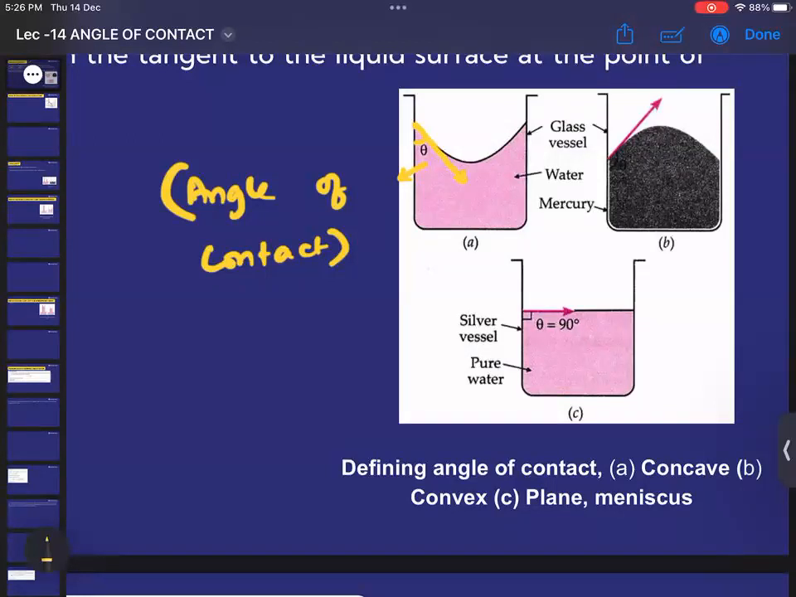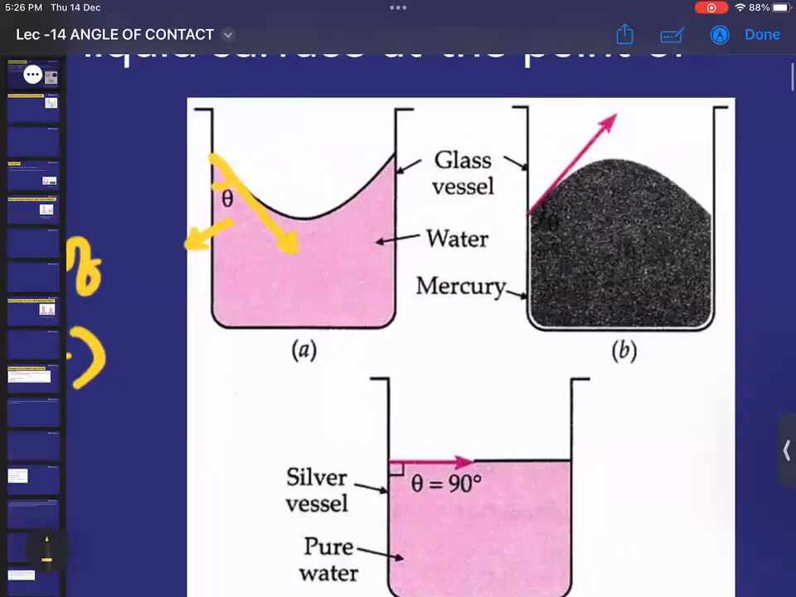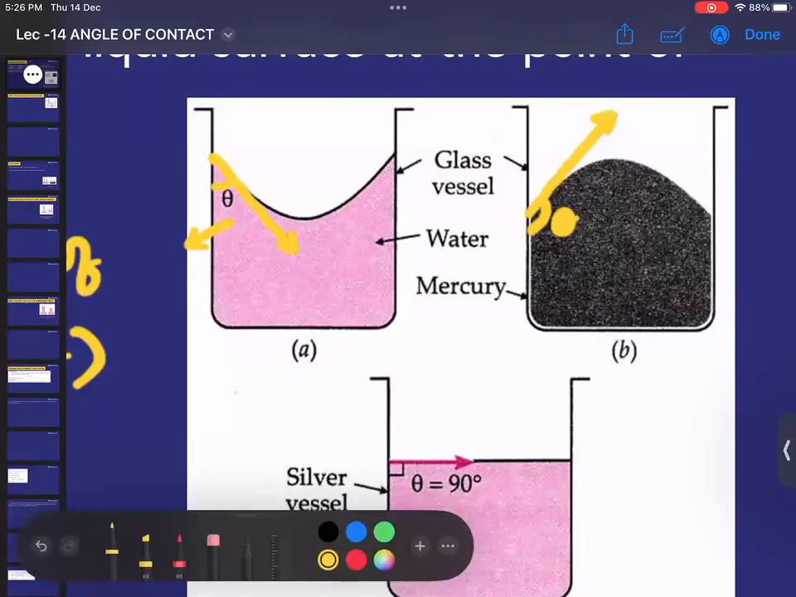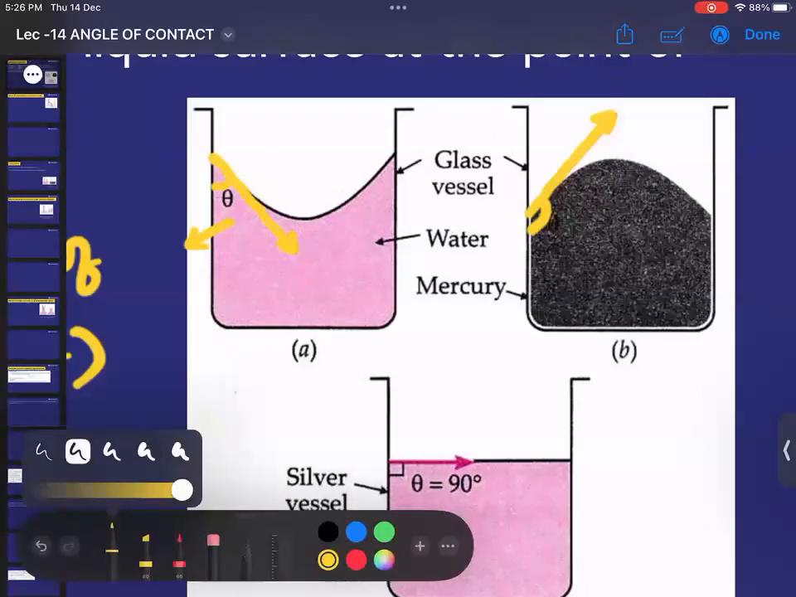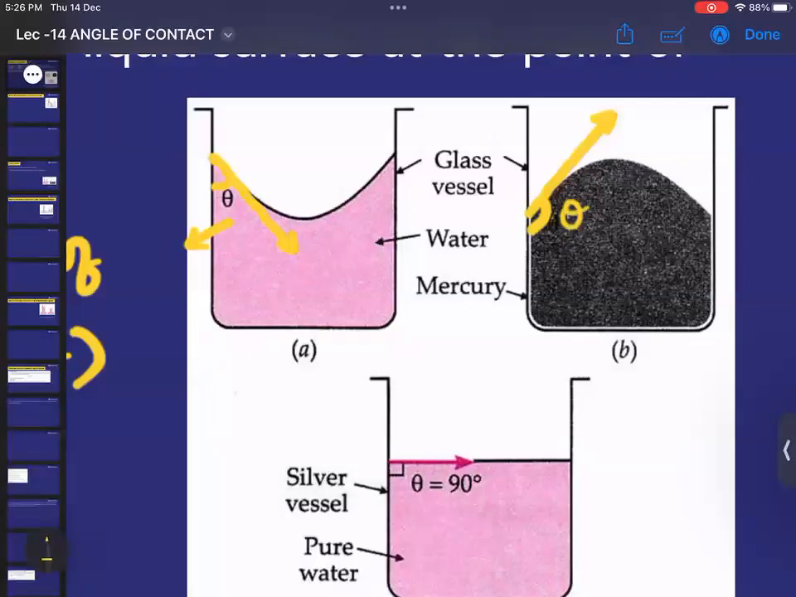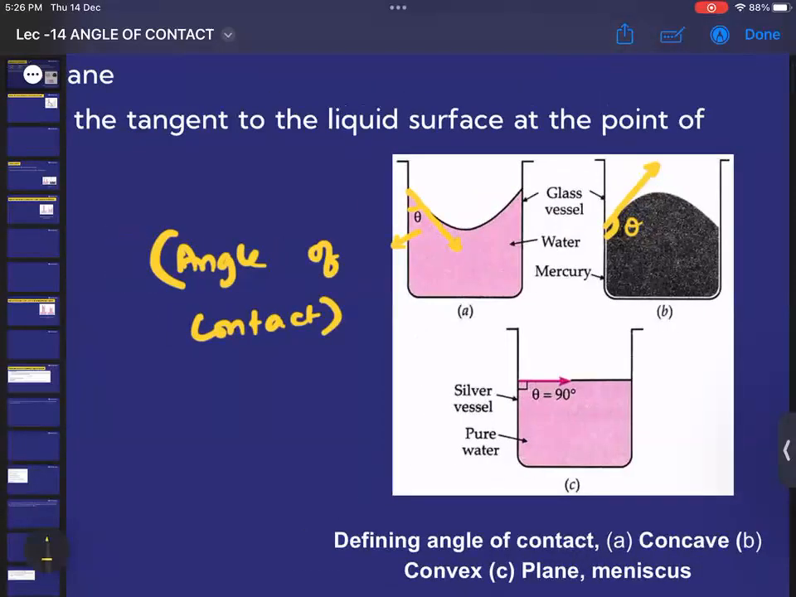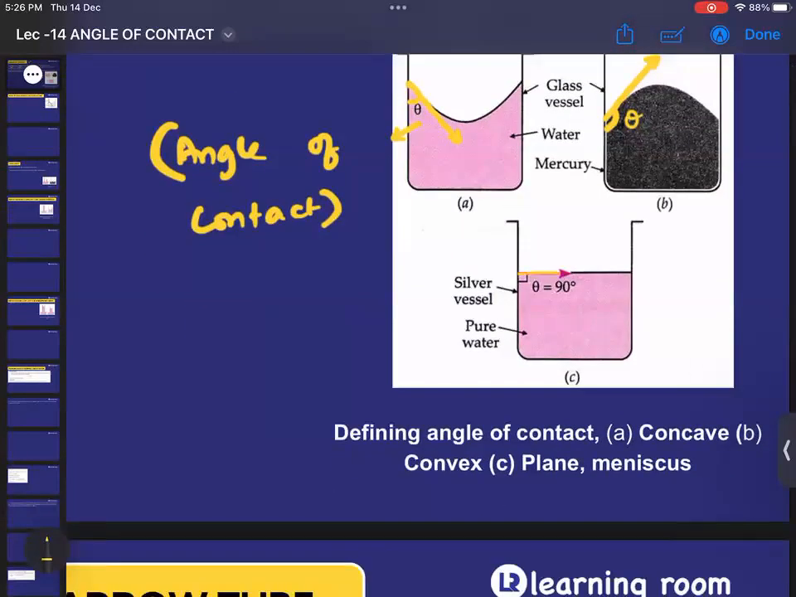Now the next question is, for the convex meniscus, if I draw a tangent like this, I'll be able to define an angle in this way. That is also called the angle of contact. Whereas for the third case, where you have a plane surface, there also you have an angle of contact. So in the third case, it is obvious that the angle of contact is exactly equal to 90 degrees. Make sense?